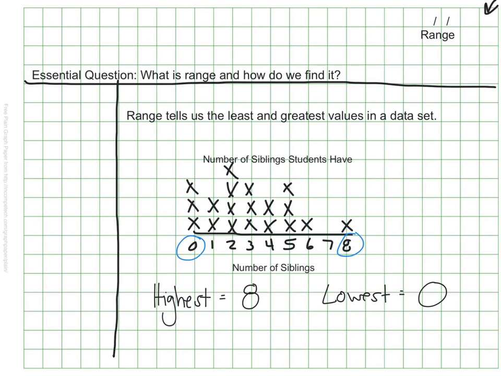From here, I can say that the range went from 8 to 0, and that's my range. I could also do the actual calculation and say if 8 was the highest and 0 is the lowest, the difference between them is 8. So the range was 8 siblings. There was a difference from the highest to the lowest of 8 siblings.